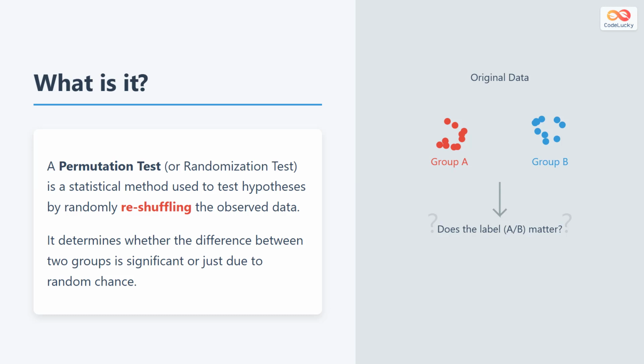So, what exactly is a permutation test? Simply put, it is a way to test a hypothesis by randomly reshuffling your observed data. Instead of assuming a theoretical distribution, we build one from the data itself to see if the difference between two groups is real or just a result of random chance.